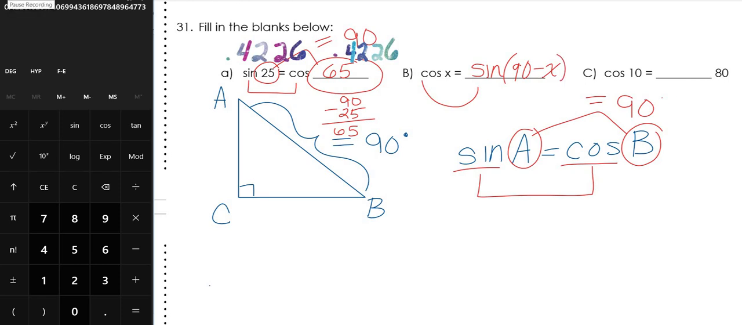Okay, last one. Cosine of 10 equals blank of 80. Well, notice 10 and 80 together equal 90. So they're following our little rule here. Instead of cosine, we're going to put sine. So the rule: switch your trig function and make sure that your two angles add up to 90. That's it with page 6.